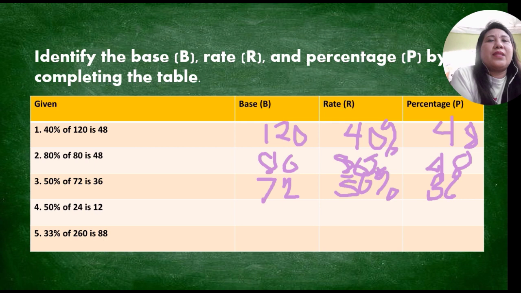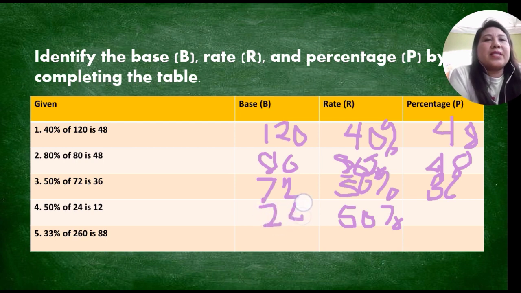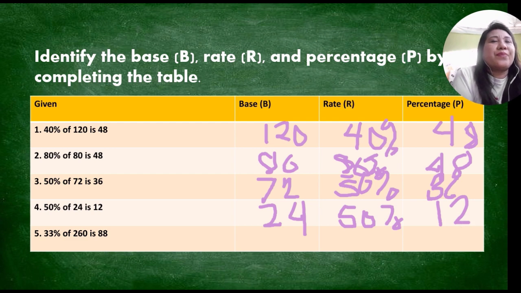Another one. Let's proceed to number 4. 50% of 24 is 12. What is 50%? Very good. 50% is your rate. 24 is your base. And 12 is your percentage. Did you get it right, children?